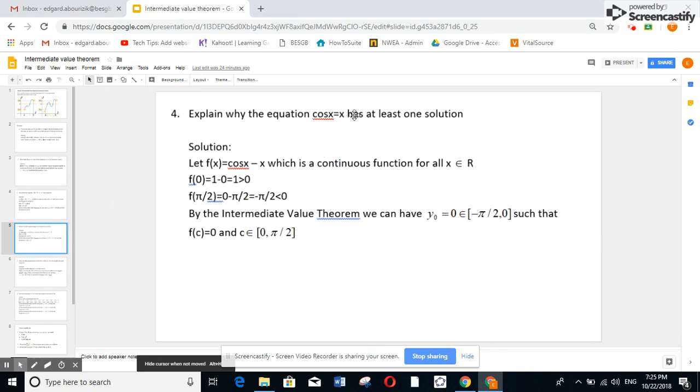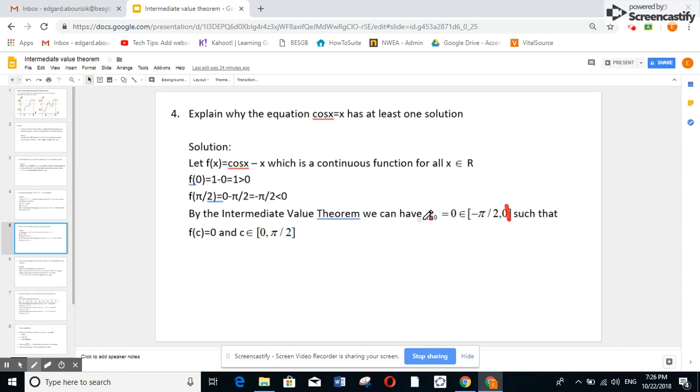Another example, cosine x equal to x. You can take it to the first side. Let us start by f of 0. Cosine 0 is 1 minus 0 is 1, positive. F of pi over 2, cosine 90, you all know 0 minus pi over 2 is negative. Similarly, going from positive to negative, 0 is between these two values, between 1 and minus pi over 2. Here you have minus pi over 2, and here you have 1. So 0 is between these two values.